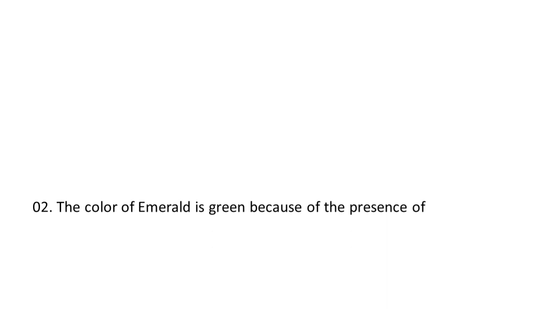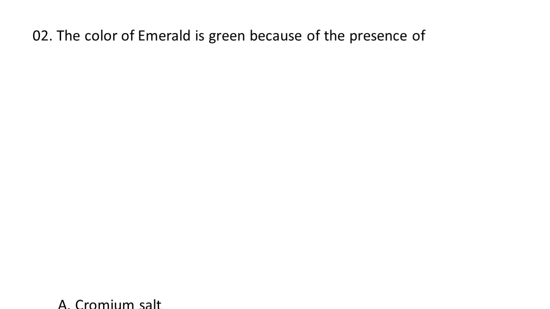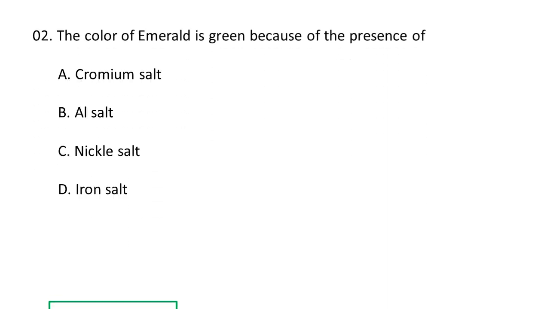Next question. The color of emerald is green because of the presence of A. Chromium salt, B. Aluminium salt, C. Nickel salt and D. Iron salt. Emeralds get their green color because of trace amounts of chromium or vanadium, which can replace aluminum atoms in the crystal structure. So A. Chromium salt is the correct option.